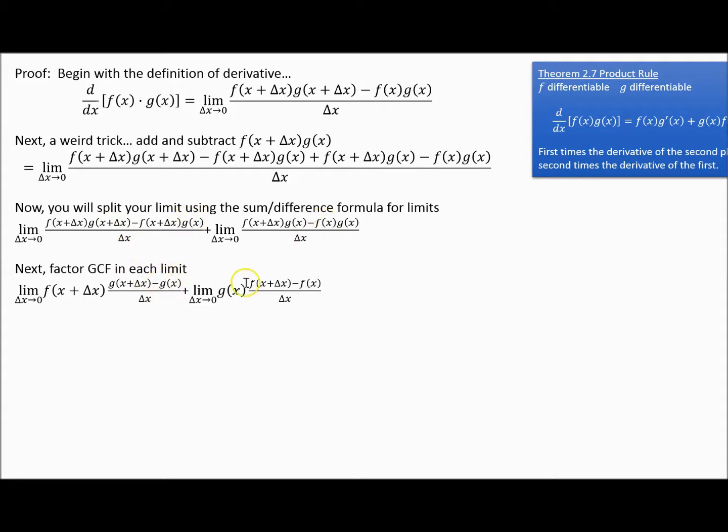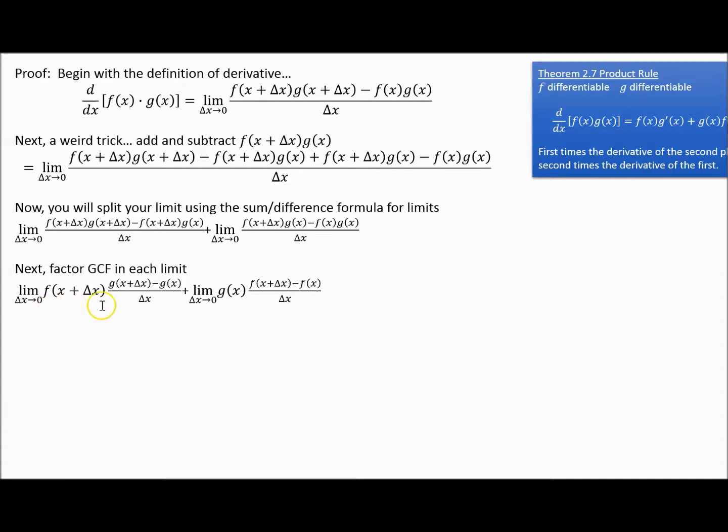And then the g of x, that's what I highlighted. And then we still have f of x plus delta x minus f of x over delta x. Okay? So really, so far, we added and subtracted this strange term, but it was really 0. We split it up into two separate limits. We factored the greatest common factor. And here's what I want you to think about. It's time to evaluate these limits, okay?